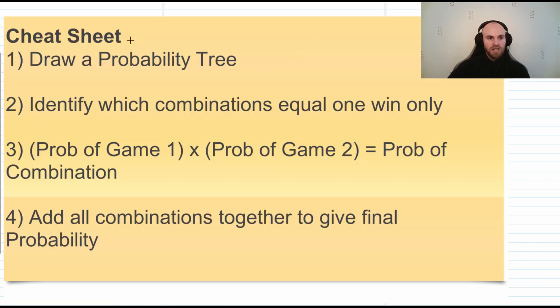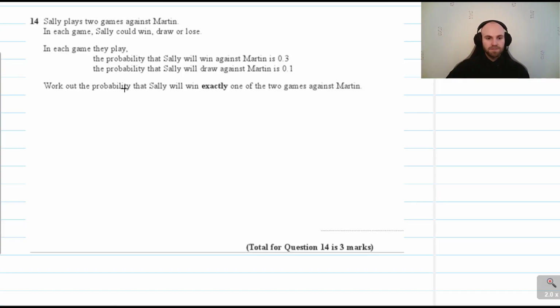Okay, so let's go to the cheat sheet. For part 1, we're going to draw a probability tree here. This is going to help a lot with this question. We're going to identify which combinations equal 1 win only. So we don't want 2 wins, we don't want 0 wins, we want 1 win only. To work out the probability of the combination of the 2 games, we're going to have the probability of game 1 multiplied by the probability of game 2. And then at the end, we're going to add all combinations together to give the final probability.